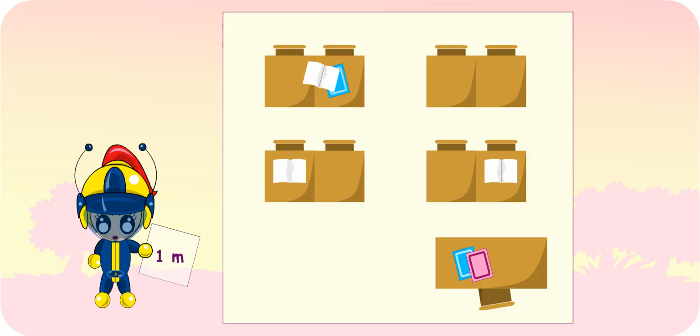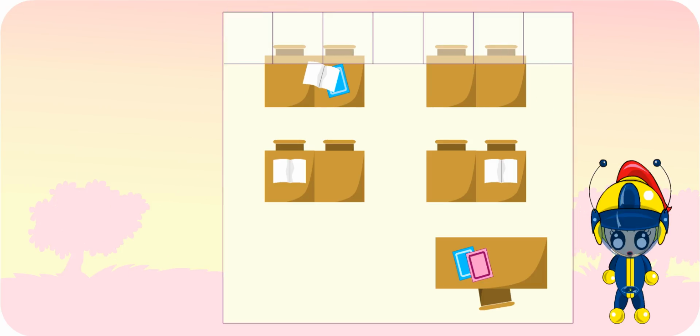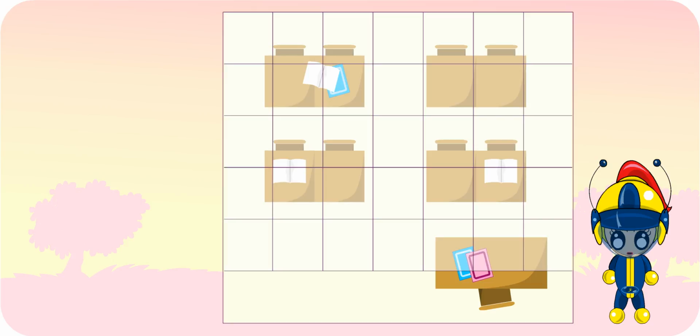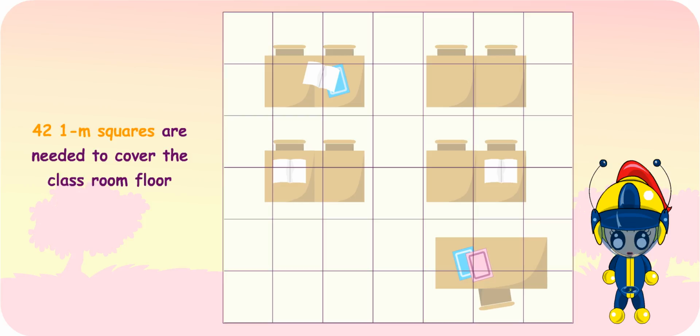We can use 1 meter square to do that. We need 7 1-meter squares to line its length and repeat the process 5 times. Altogether, we have 6 rows of 7 squares. Thus, 42 1-meter squares are needed to cover the classroom floor. Good work, Turbo Girl.